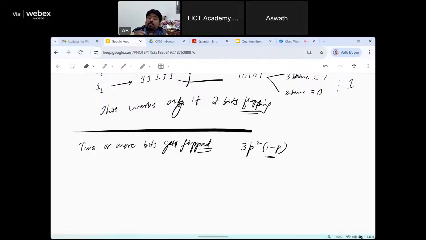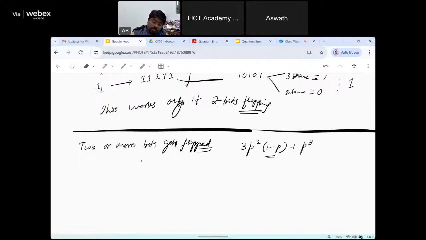Remaining intact, and p is corresponding to flipping. So out of 3 qubits, or 3 bits, 1 is remaining intact, 2 are flipping. In that case, what is the probability? This is an expression which corresponds to the probability of error occurring in the system beyond my control. My intention was to see only one bit flip, but it is going more than one.